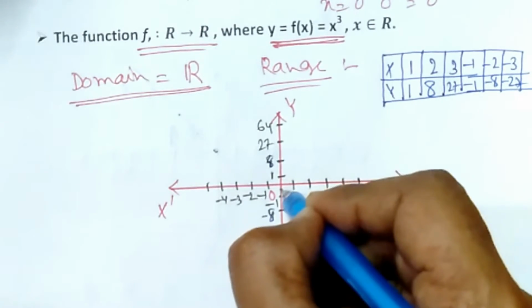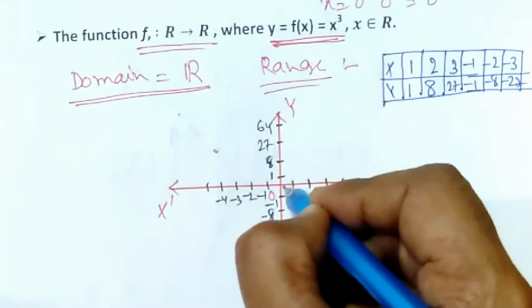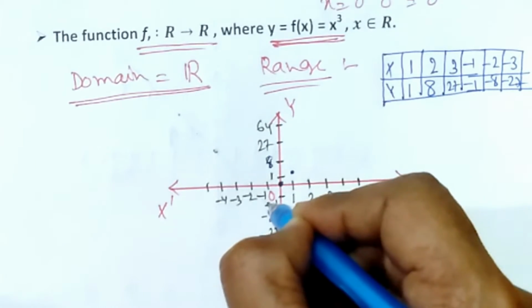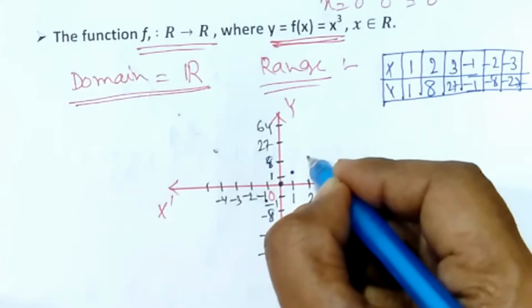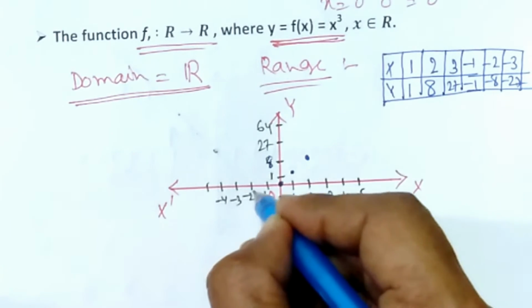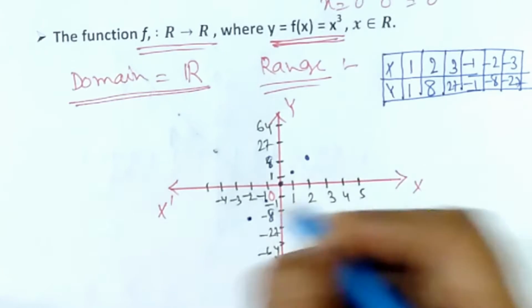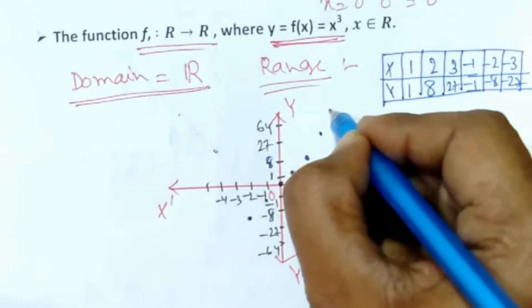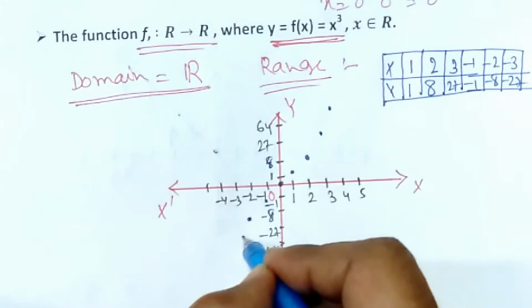So if we plot the points, then for 0 this will be 0, for 1 this will be 1, for minus 1 this will be minus 1 also, for 2 this will be 8, for minus 2 this will be minus 8, for 3 this will be 27, for 4 this will be 64, and so on.